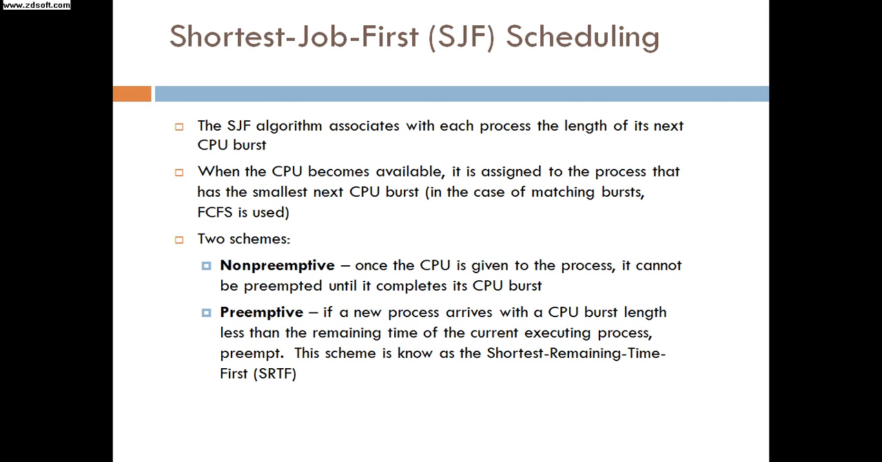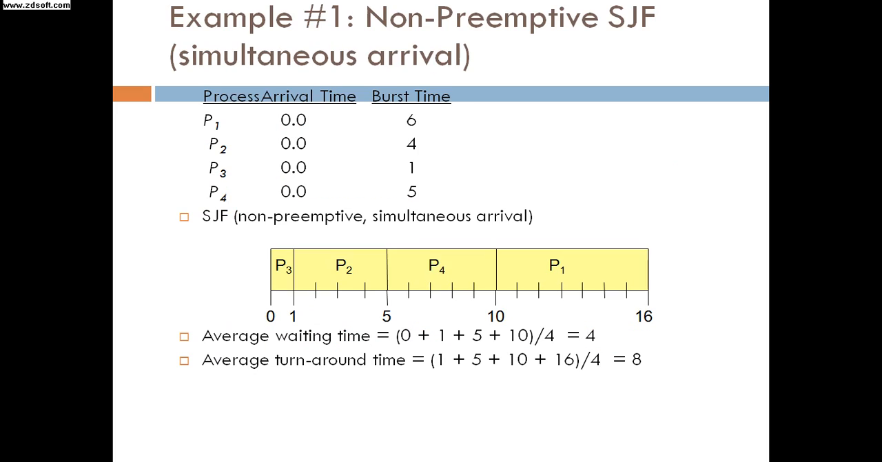Non-preemptive means once the CPU is given to a process, it cannot be preempted until it completes, or else it requests input output. But in the case of preemptive, if a new process arrives with a CPU burst length less than the remaining time of the current executing process, then that process will get preempted. Otherwise, it is called the shortest remaining time first algorithm.